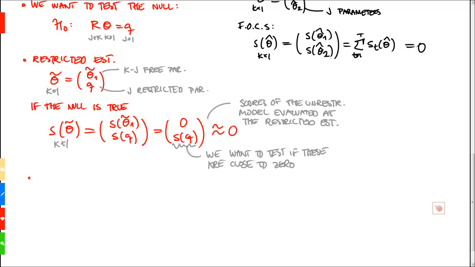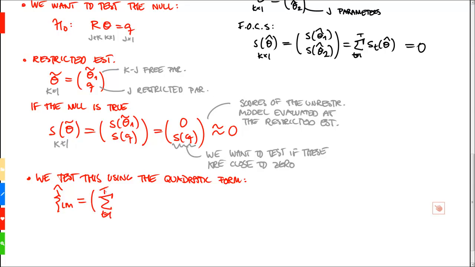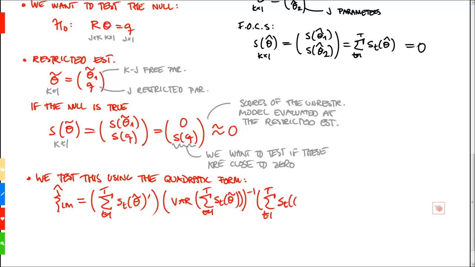We test this using the quadratic form, which is the LM test statistic psi LM hat, which is equal to the sum from t equal 1 up to capital T of the individual scores evaluated at the restricted estimates, prime, and then we take the inverse of the variance of the scores, evaluated at theta tilde, inverse, and then finally multiplied by the individual scores, sum from t equal 1 to T of the individual scores like this. So this is the quadratic form that we use to test.